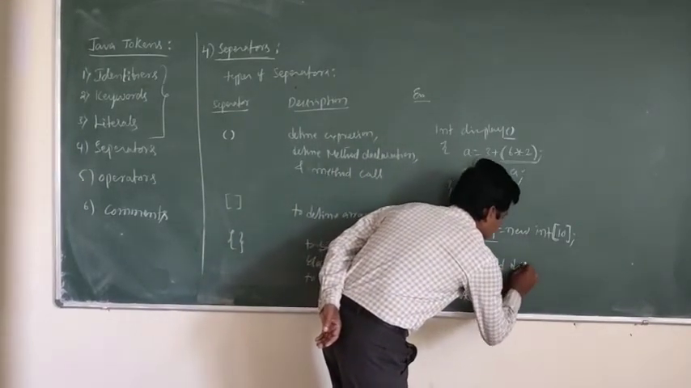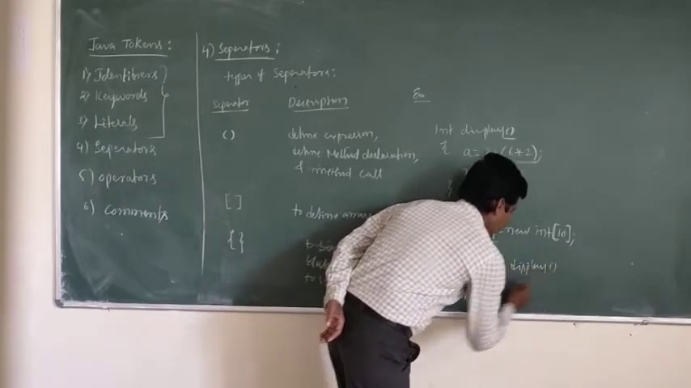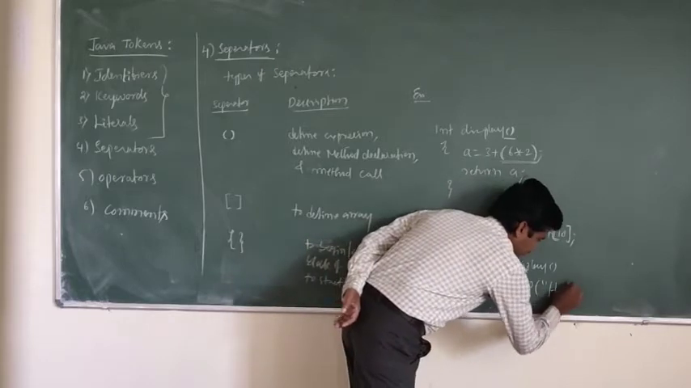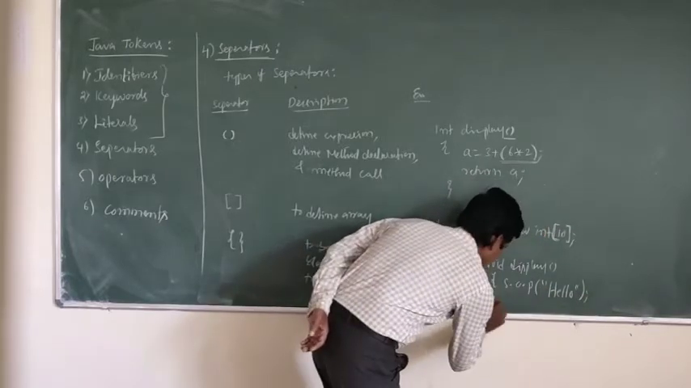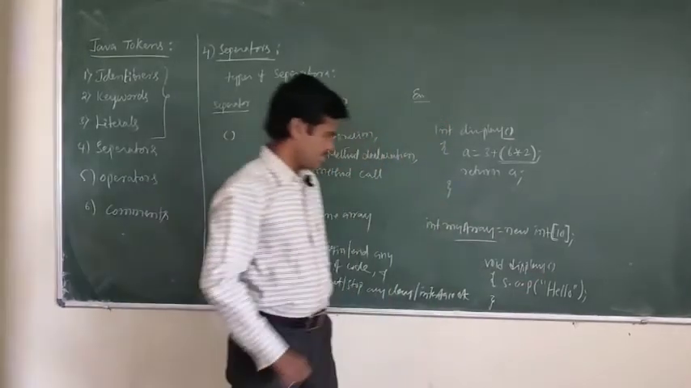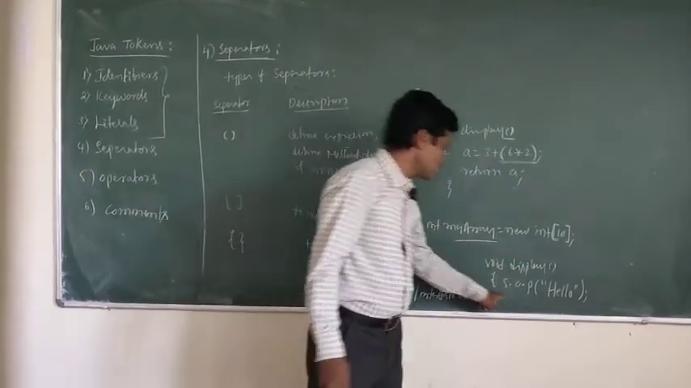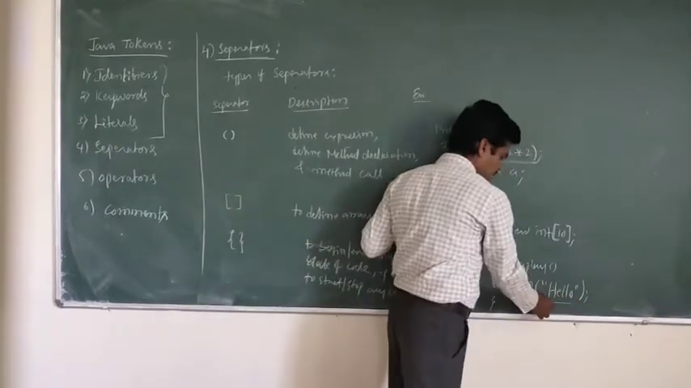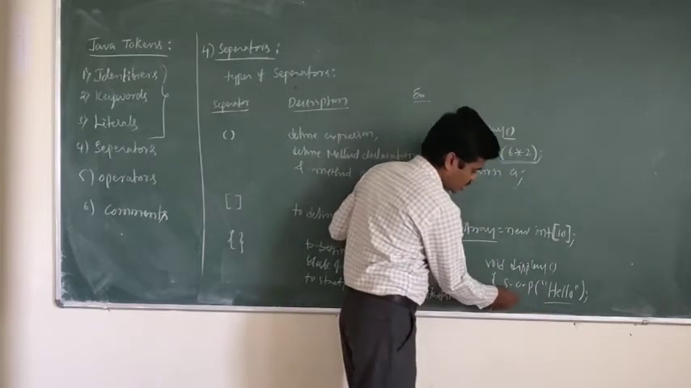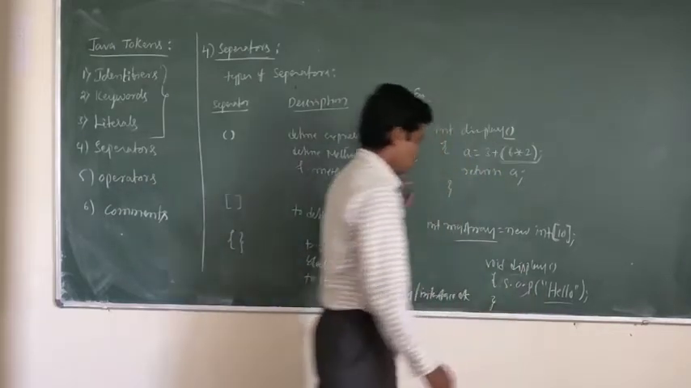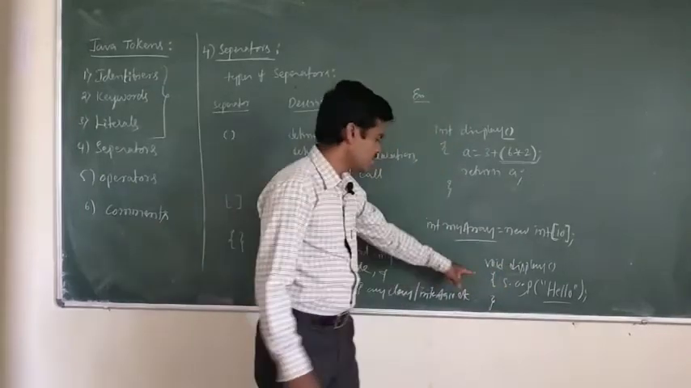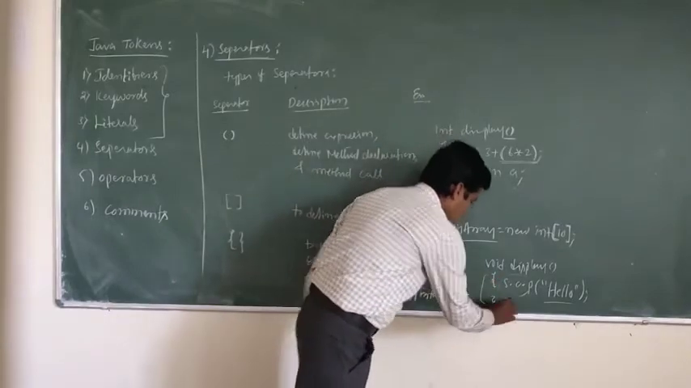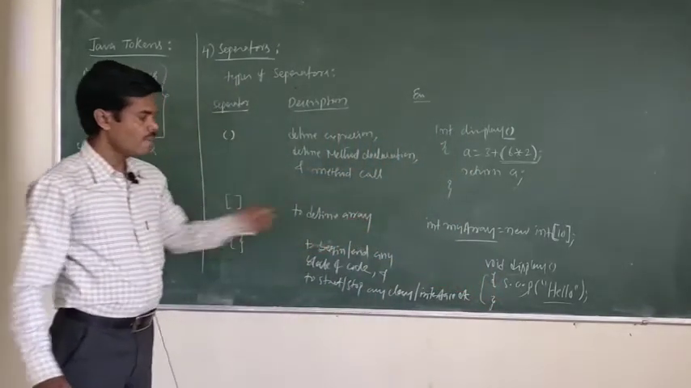For example, void display, system.out.println hello. Here display is one method. This display method contains one statement, system.out.println hello. So the hello string will be displayed on the console, on the screen, by using system.out.println. This method starts with the opening brace and ends with the corresponding closing brace. Here we are using the curly braces to start and stop the method.